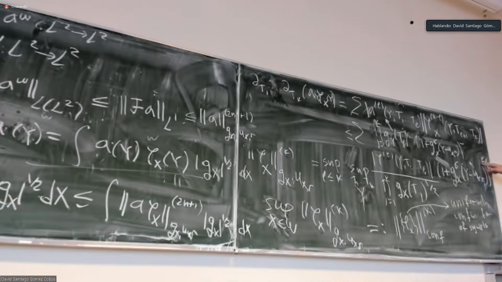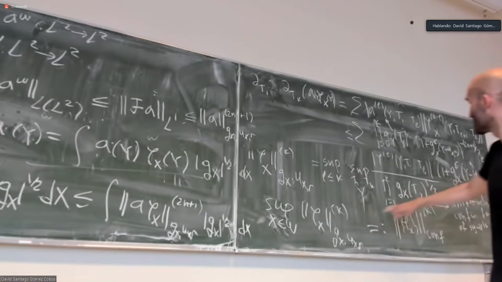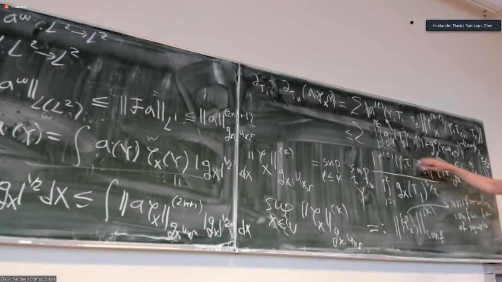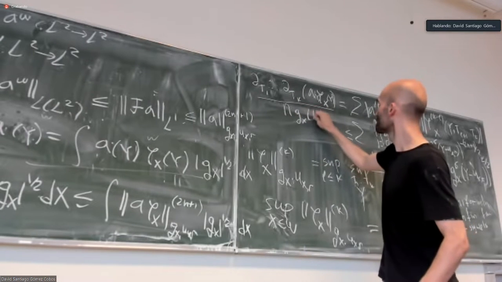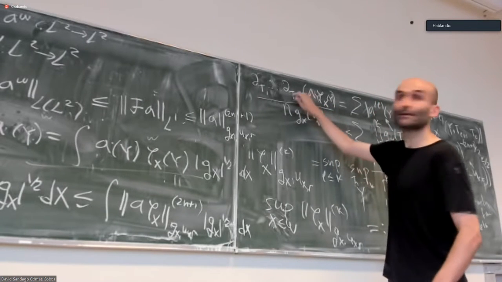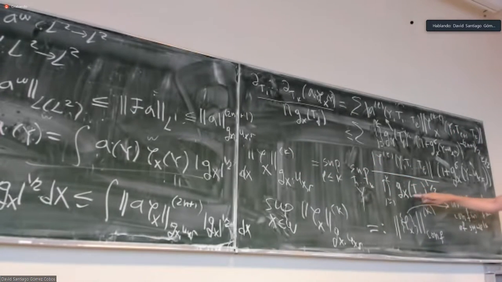To power whatever you like. Not whatever. Exactly, I want 2m plus 1 half. Okay? And now, because I want to take the norm in this confinement norm, I have to divide this thing by the product of the g axis. Because the confinement norm was defined by dividing by the g axis.